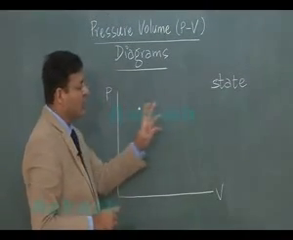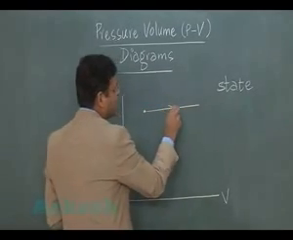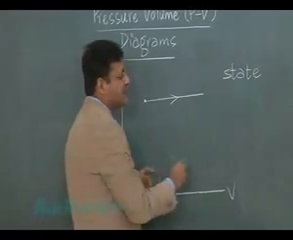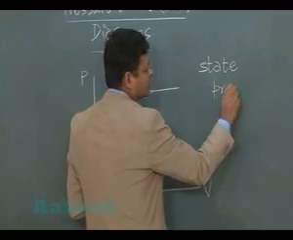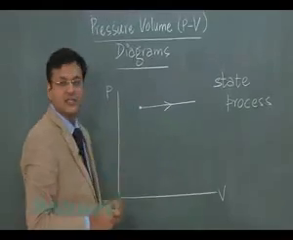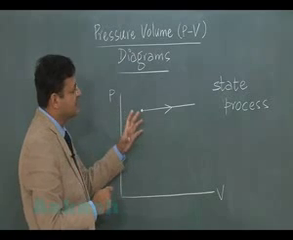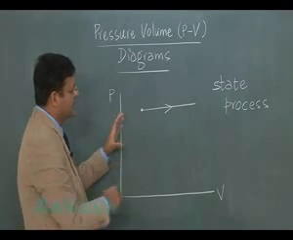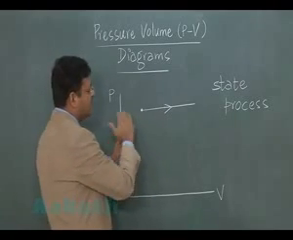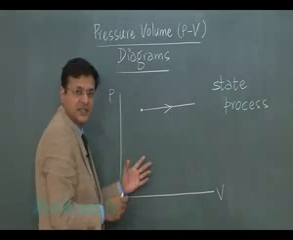But in case, let us suppose you are joining several points, drawing a straight line and showing an arrow, then that particular graph is essentially showing a process. For example, here let us suppose I have drawn a straight line which is exactly horizontal. Then this is indicating a process in which the pressure is remaining constant but the volume is constantly increasing.